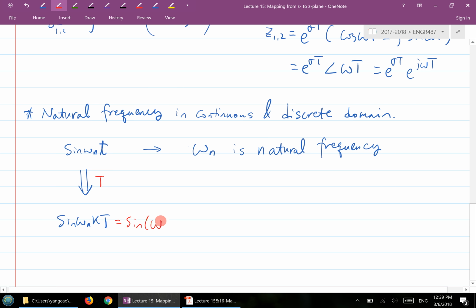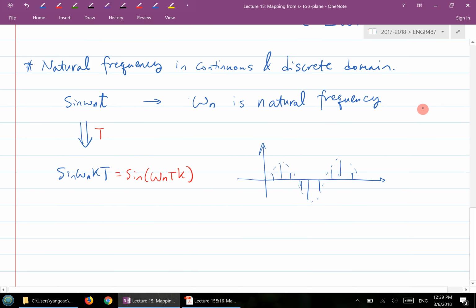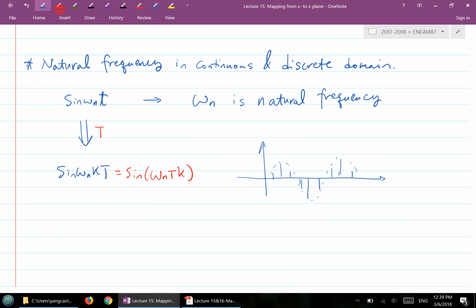Let's rewrite this as sine omega n T times k. So you get a whole bunch of samples that represent the original curve. This is good sampling. If you have bad sampling, then you won't even be able to plot out this sinusoidal curve. Between two samples, you have a sampling time T.